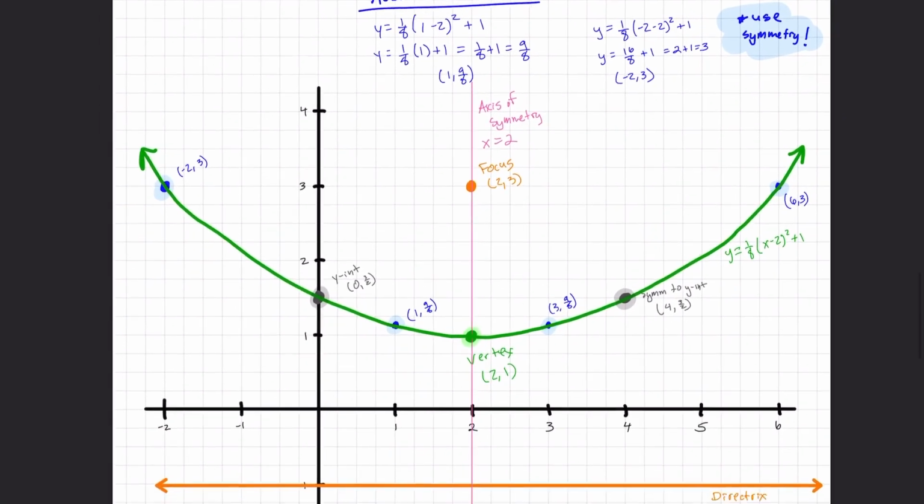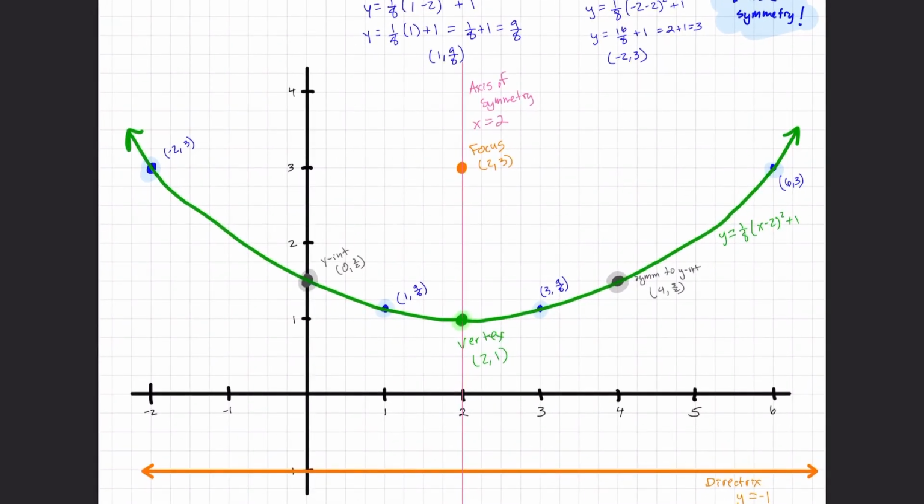So let's take a look at this. I have my vertex at 2, 1. Then I went up 2 units, and I have my focus at 2, 3. I have my axis of symmetry at x equals 2, and that's this vertical line. I go down 2 units from my vertex, and that's my directrix, y equals -1. Notice how I have these labels everywhere. Every point, every line, everything needs to be labeled.